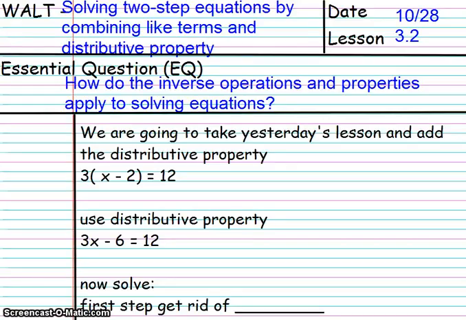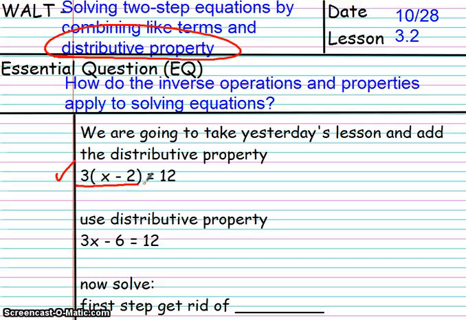We're going to pick up from yesterday on 3.2, and today's lesson involves, again, solving two-step equations by combining like terms, but today we're going to use good old friend distributive property. So let's take a look at our first problem right here. We have 3(x - 2) = 12. We have to use the distributive property.